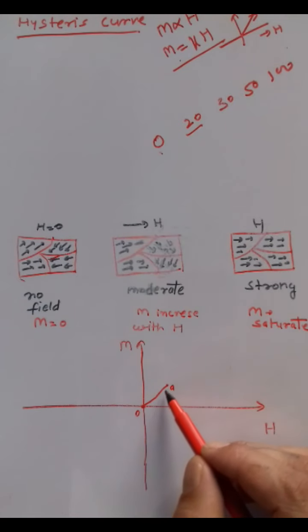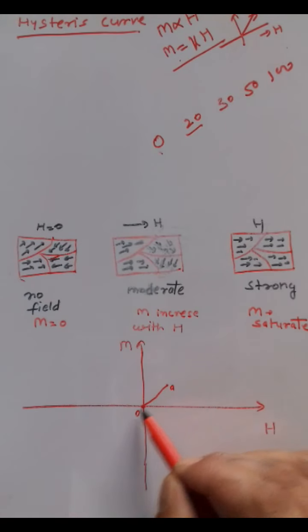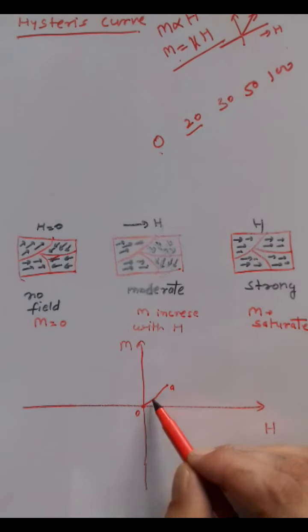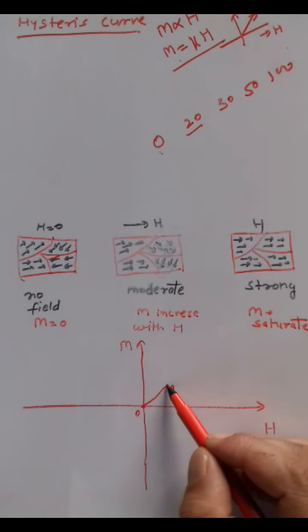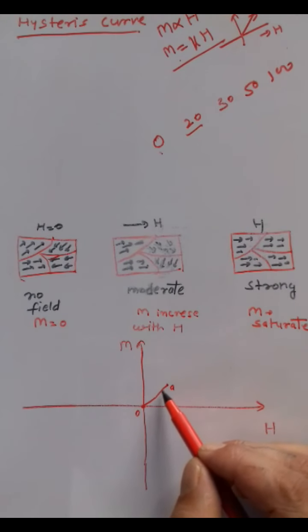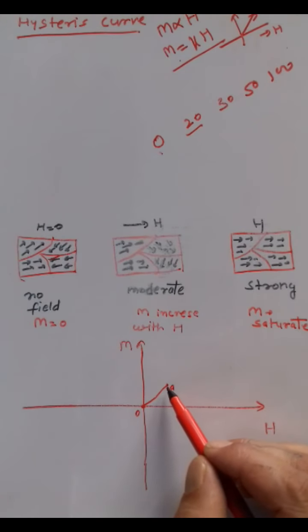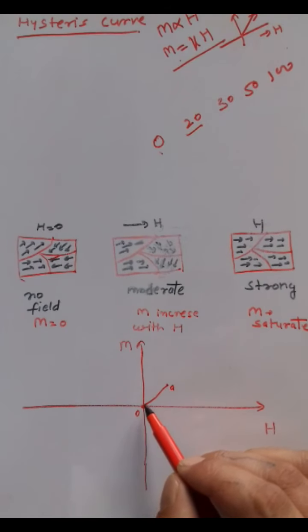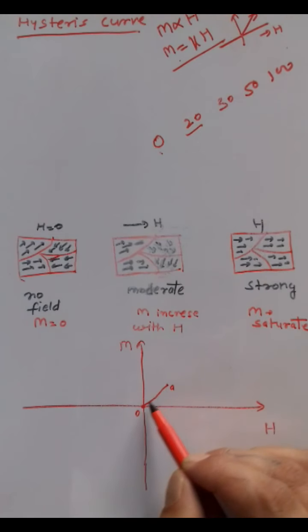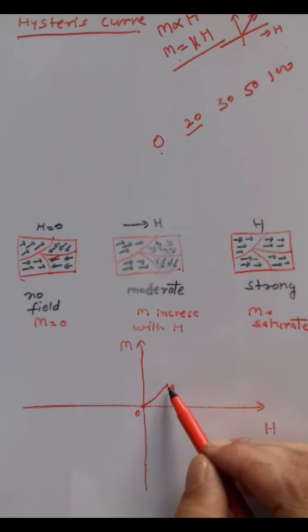So till the point OA, the curve is showing that as we are increasing the external field, the magnetization is also increasing. Beyond this point A, if we remove the external field, the domains will again orient randomly, and the magnetization will be again 0. So it is a reversible process till the point A.